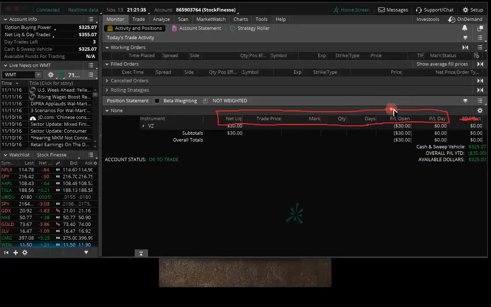PL open is how much we made or lost since we opened the position. If it's negative, it means this is what we lost. If it's in parentheses, it's negative. Net liquid will never be in parentheses. But this is what it looks like when you have a positive, and this is a negative. PL day is how much you made or lost on that given day.